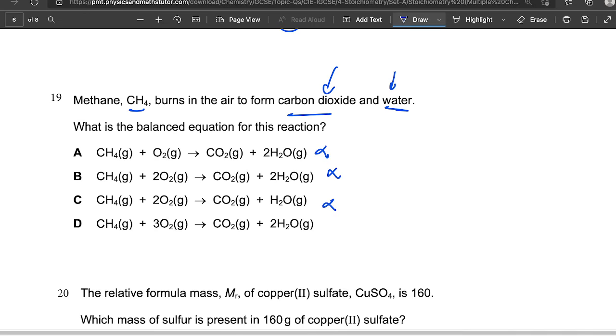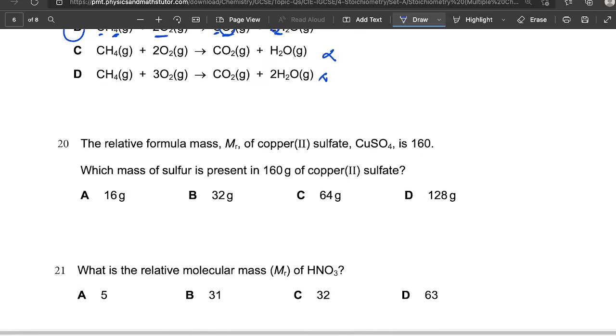But let's see. 1 carbon, 4 hydrogen, 4 hydrogen, 6 oxygen, so 4 oxygen. Okay, I think I made a mistake. So this is wrong. Let's try this one again. Maybe looked right. 1 carbon, 1 carbon, 4 hydrogen, 4 hydrogen, 4 oxygen. Oh, 4 oxygen, yeah, because 2 oxygen here and then 2 oxygen here. So answer is B. Again, simple question.